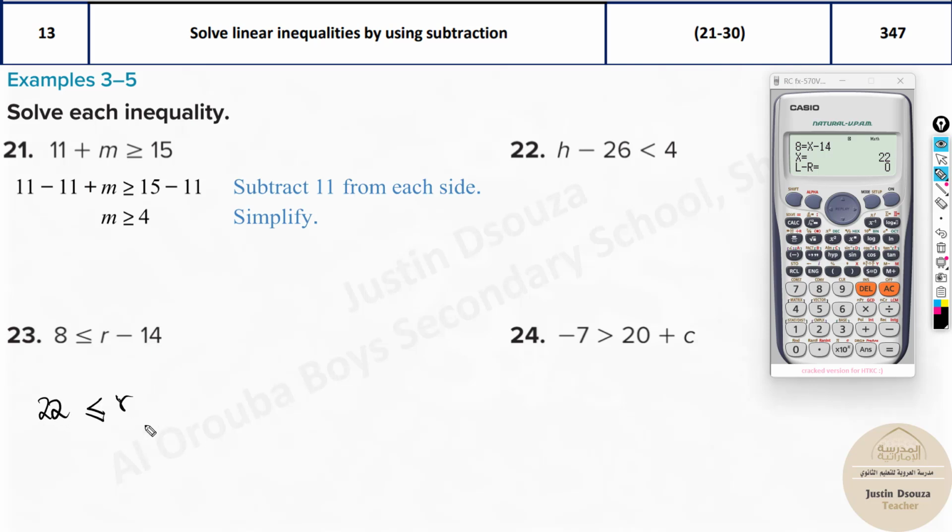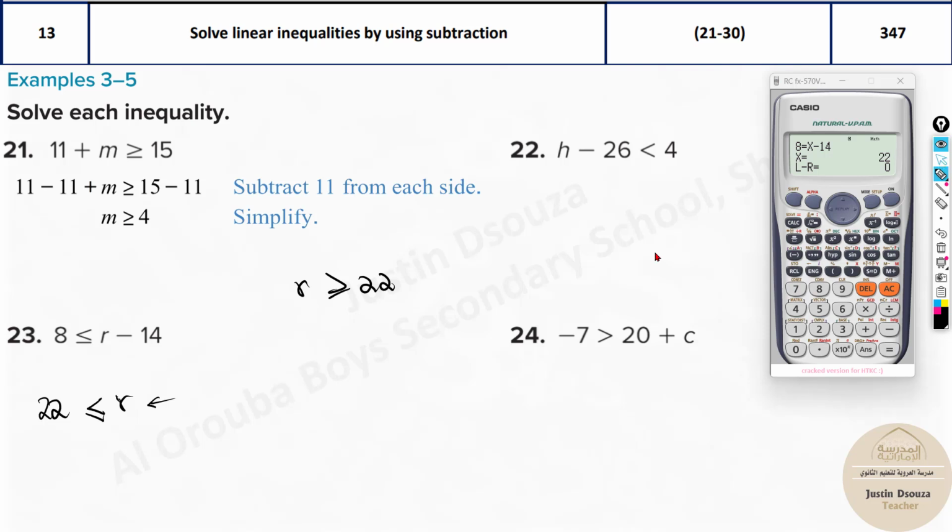Now, in your options, this may not be there as the answer. They will write it as r greater than or equal to 22, which is the same. See, 22 is less than or equal to r, or if you read it from here, r is open-ended. That means r is greater than or equal to 22. So this is the same thing.